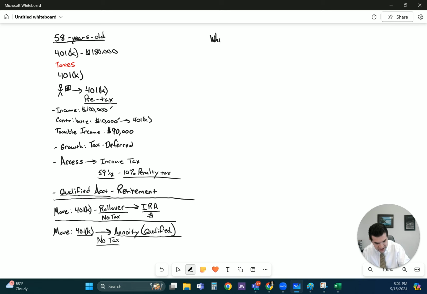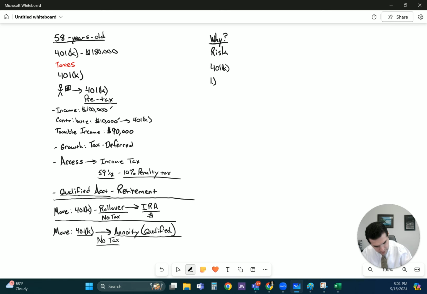Let's go back. So why is he doing that? Because he does not want risk. Okay. So what we're going to look at is moving the 401k into two types of annuities. It's going to be one or the other in this case.